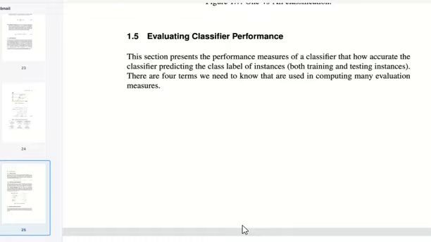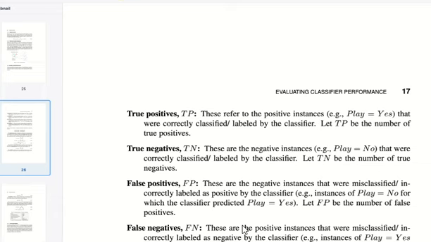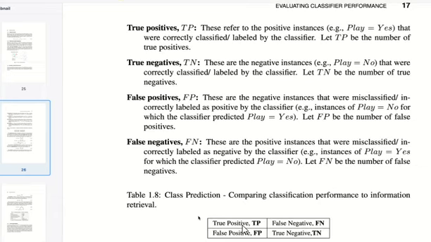So how can we evaluate the logistic regression model or any classification model? So, evaluating classifier performance. Okay. So we need to know these four terms. If you look at the table 1.8, then you will see we have four terms. One is called true positive, TP. Another one is true negative, TN. Another one is false negative, FN. Another one is false positive, FP.